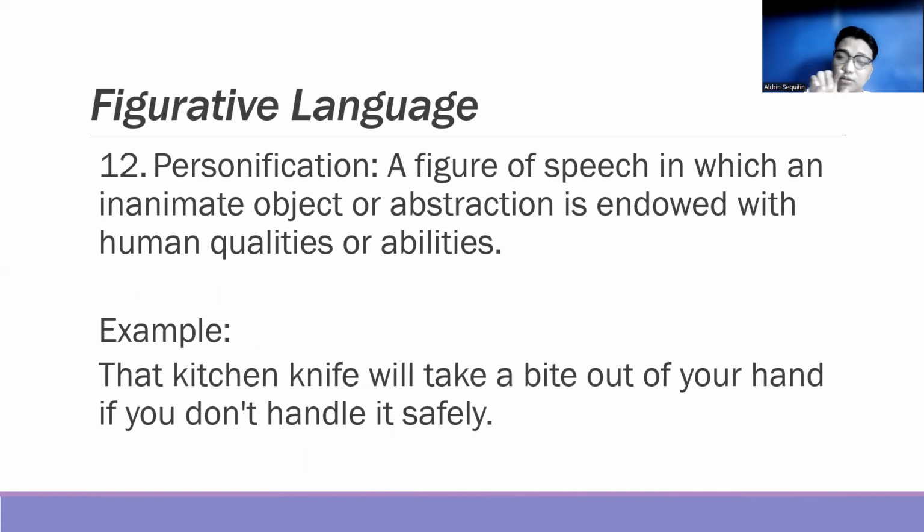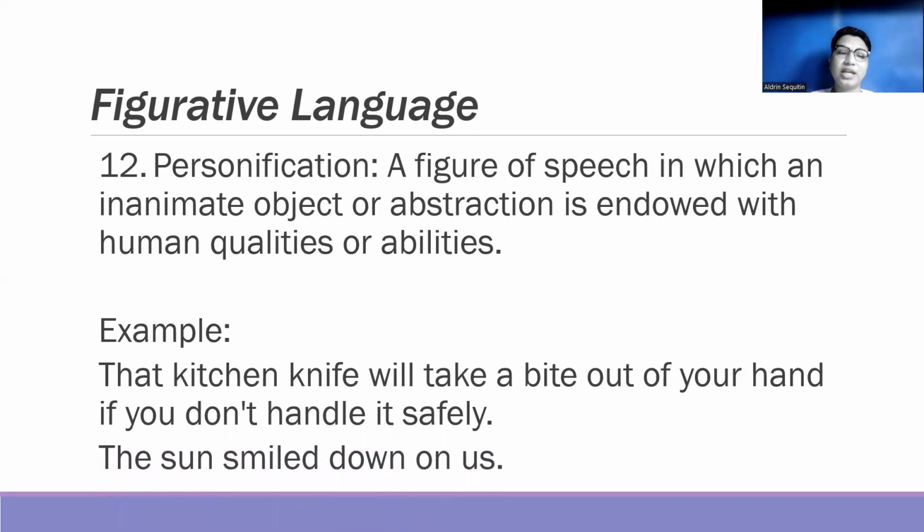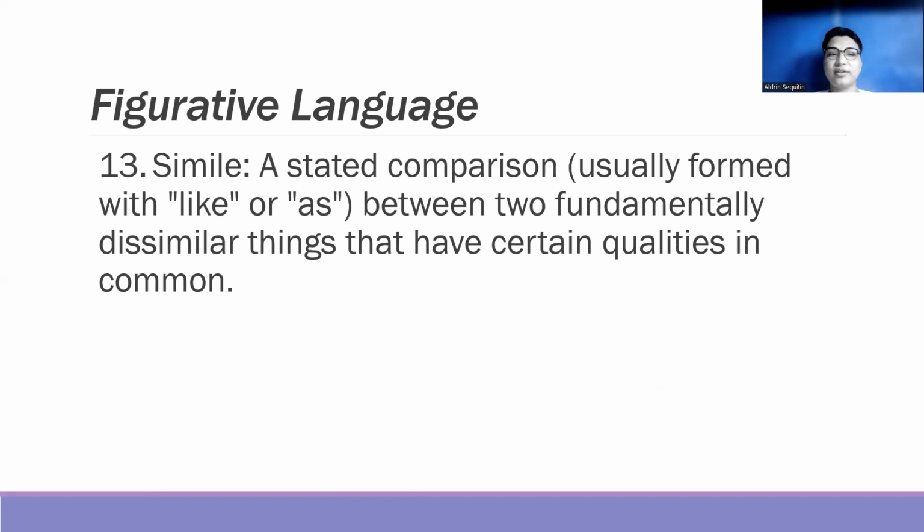So the term bite out is a characteristic of a human person. But in here, we put that characteristic to an inanimate object, which is a kitchen knife. Another example, the sun smiled down on us. So smiling is a characteristic of a human person. But in here, we associate it to the sun, which is an inanimate or non-living thing. Okay, so that's personification.